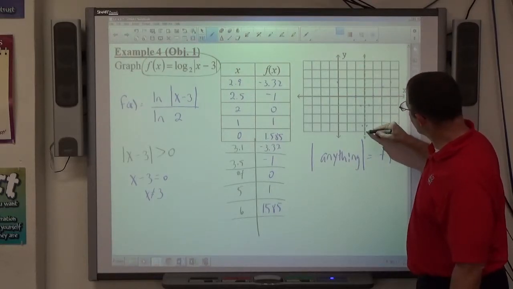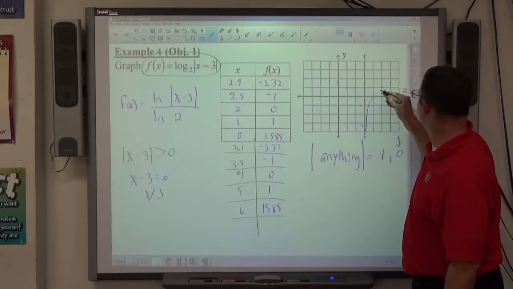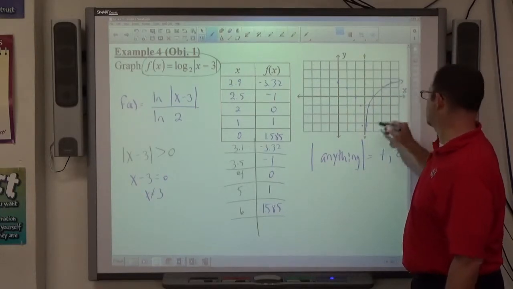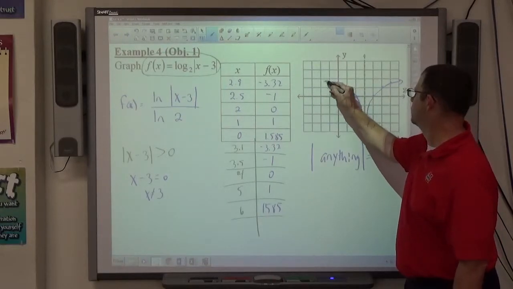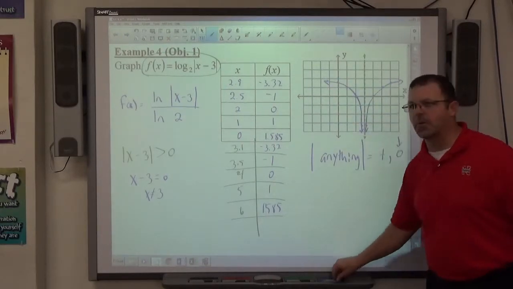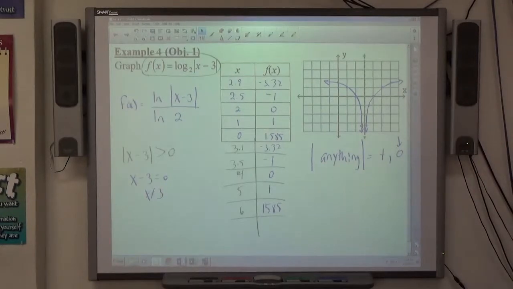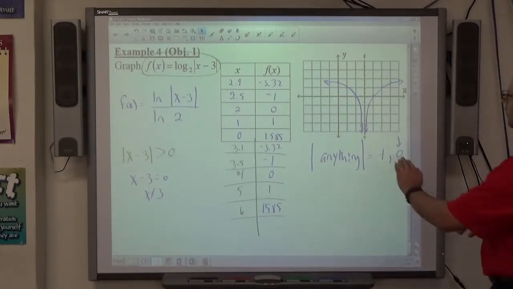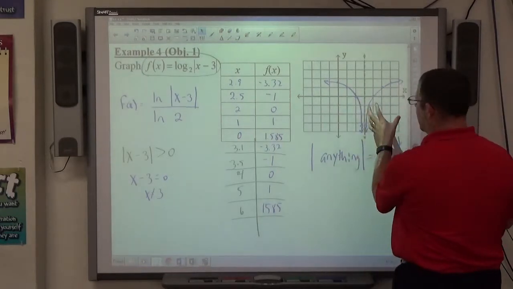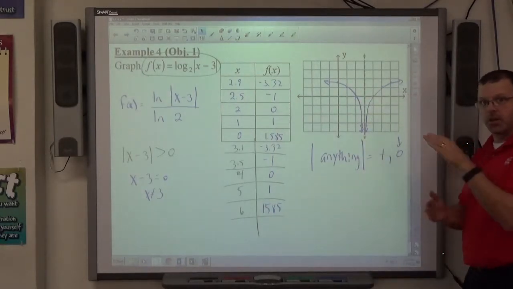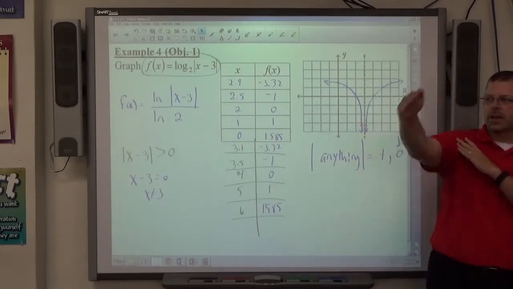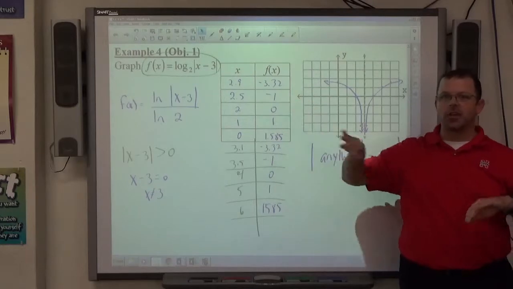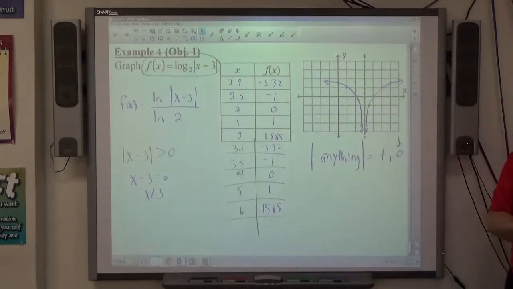So the one side looks like this. Kind of starts scooting over that way, and the other side looks like this. And just like that, we get our nice graph. Again, the symmetry is there, but it's not a parabola. What's on the right-hand side of this asymptote is what log usually looks like. It usually comes from negative infinity straight up and then across, kind of like that. The fact that we have absolute value bars allows that mirror image to show up.